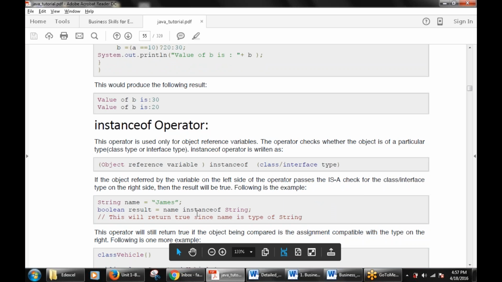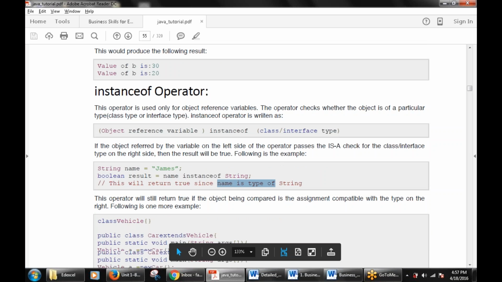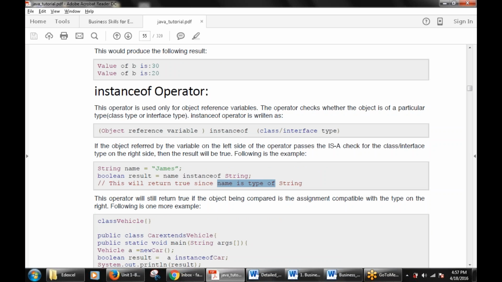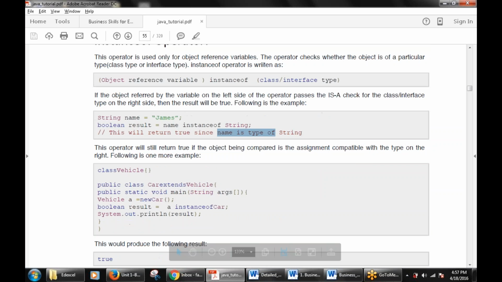For example, take a string name equals James, then boolean result equals name instanceof String. This will return the value true, since name is of type String. This operator will still return true if the object is compared with a type that is compatible on the right-hand side.